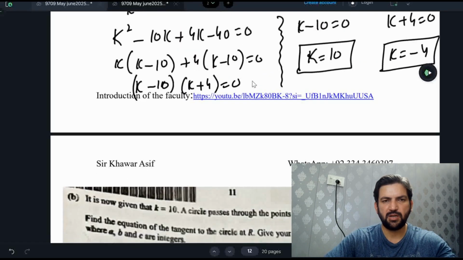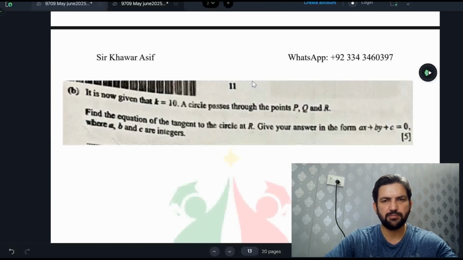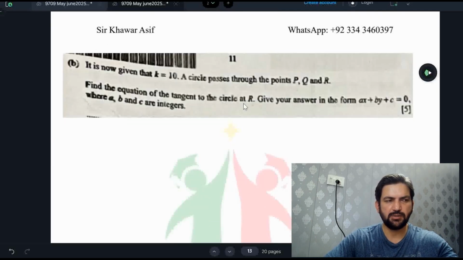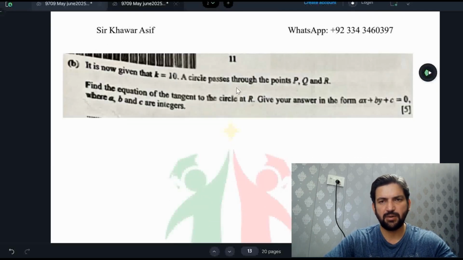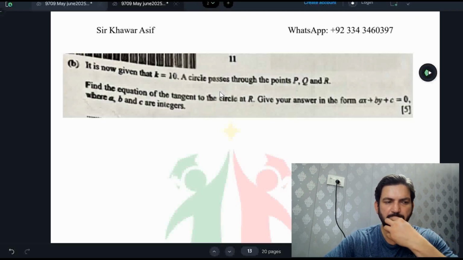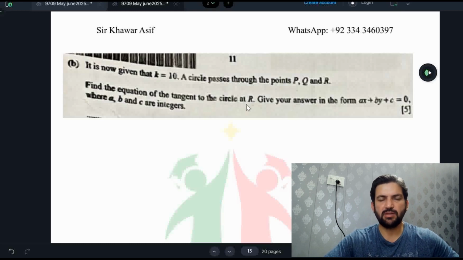Let's move to part B. It is now given that K is 10, a circle passes through the points P, Q and R. Find the equation of the tangent to the circle at R. Give your answer in this form.